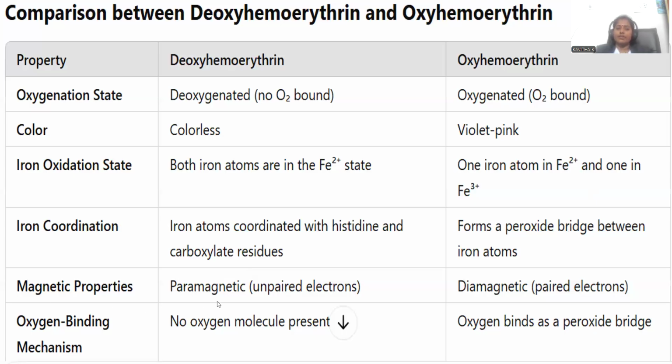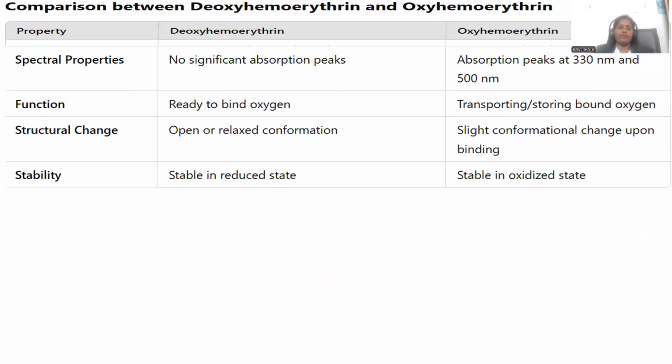Magnetic behavior for the deoxygenated form will be paramagnetic, with unpaired electrons located within the ferrous transition metal ions, whereas ferric will be shifted to diamagnetic, as all the electrons get paired up. Oxygen binding ability: no oxygen is found in the deoxygenated form, whereas oxygen exists in a peroxy linkage form in the oxygenated form.